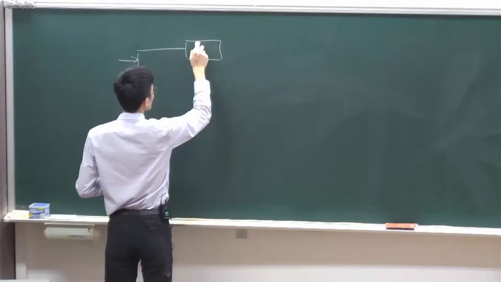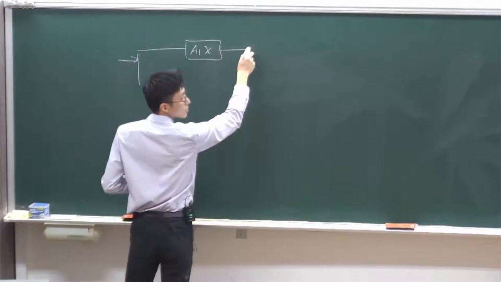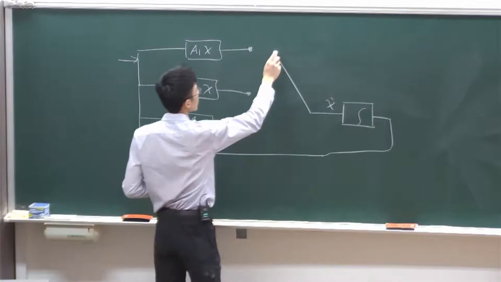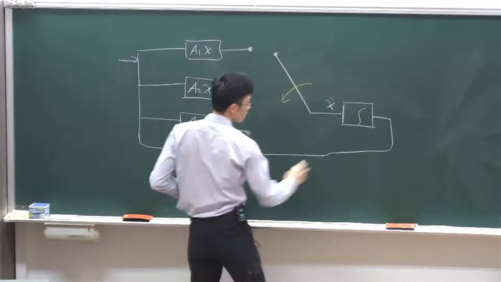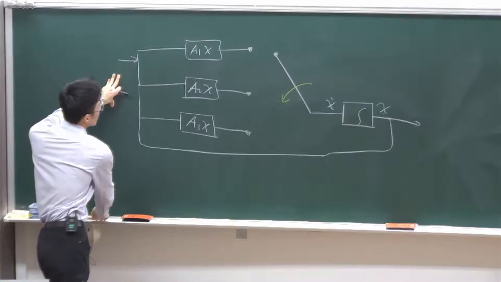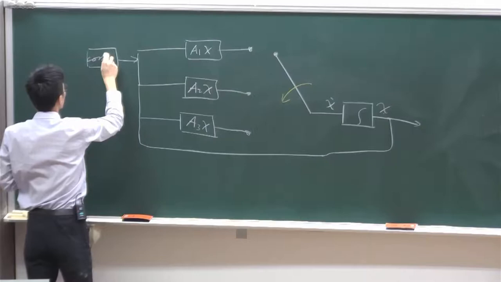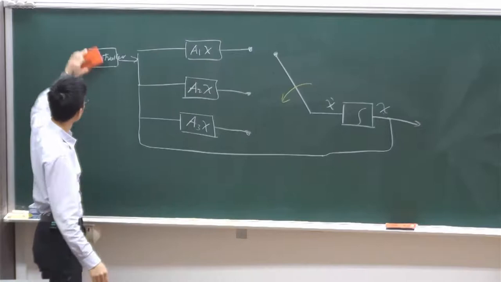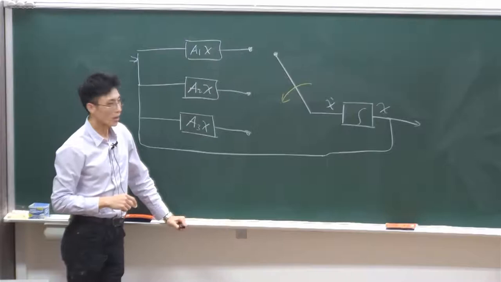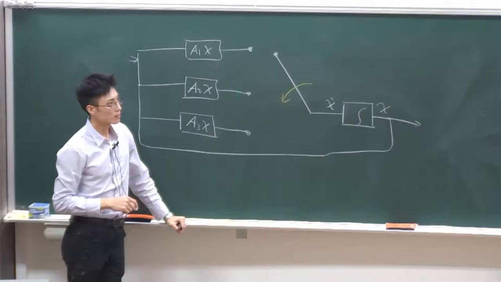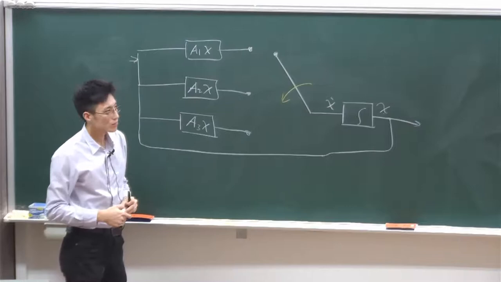Maybe back to here, you have F1, which is A1x. So this is a system. Assume that we don't consider a controller here, we just consider the systems, three different systems, and only one system can be activated at a time. Okay. So is the system stable or not? The overall system. How do you prove that it's stable or not? So the tool is the commandable function.